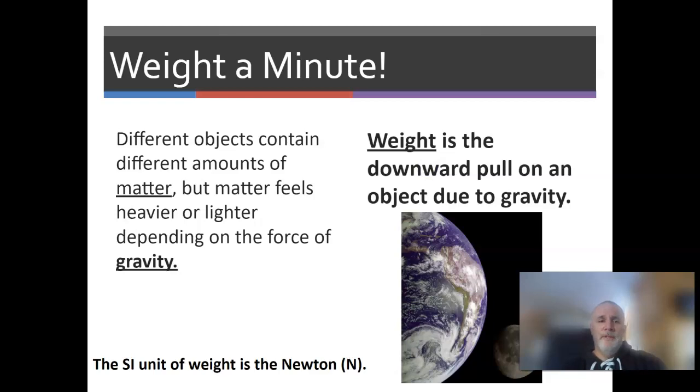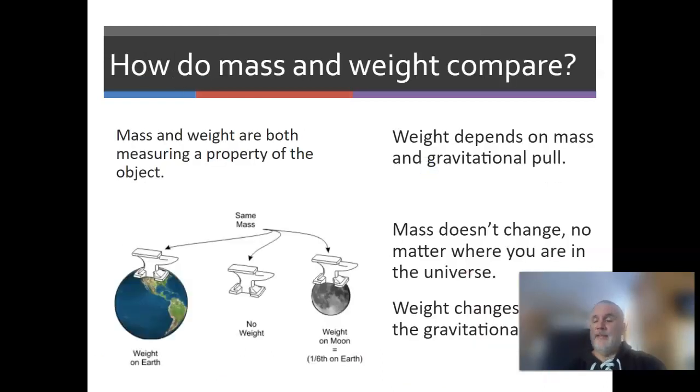Now, different objects contain different amounts of matter, but matter feels heavier or lighter depending upon the force of gravity. On the Earth, we have gravity. It pulls down towards the center. Weight is the downward pull on an object due to gravity. The SI unit of weight is the Newton. So how do mass and weight compare?